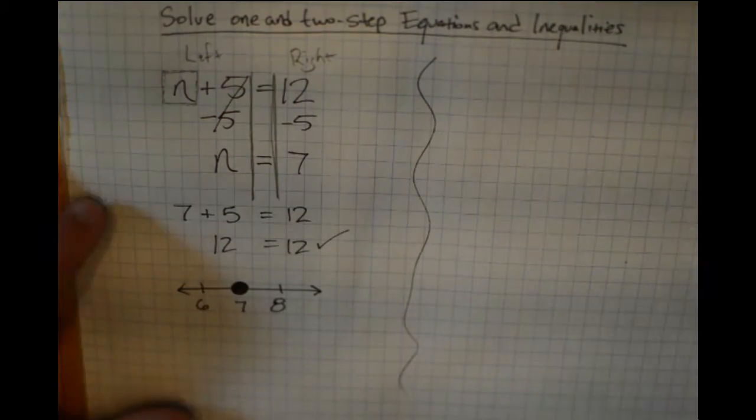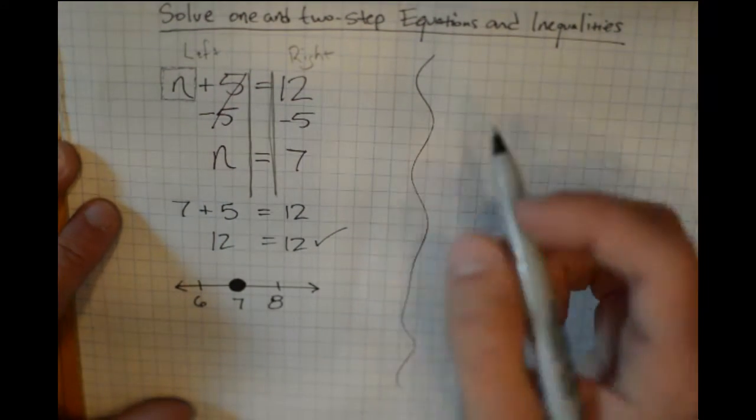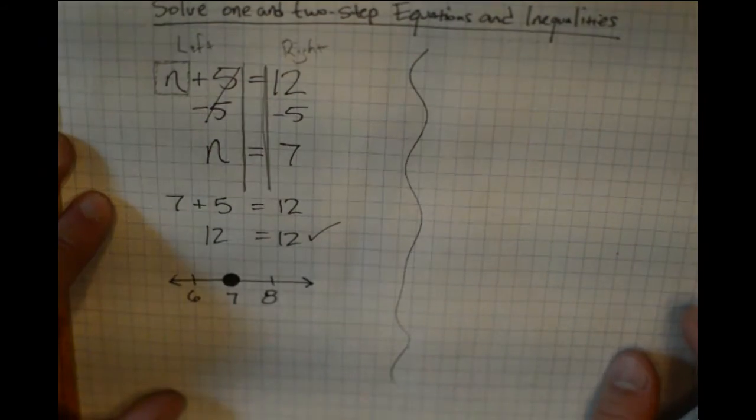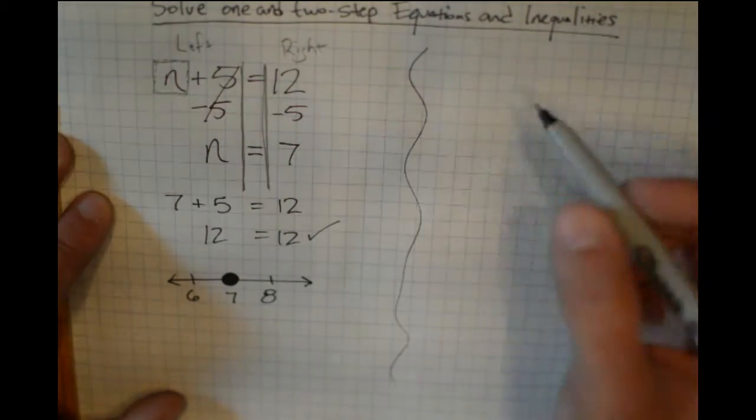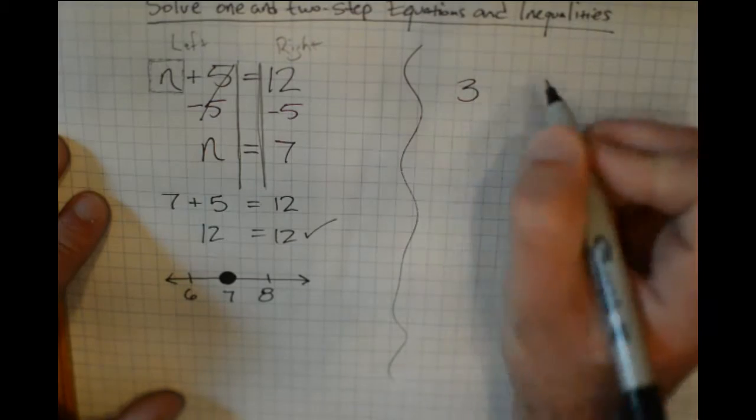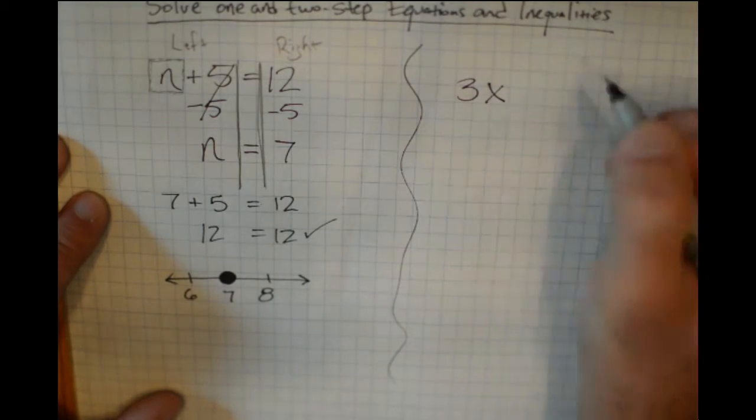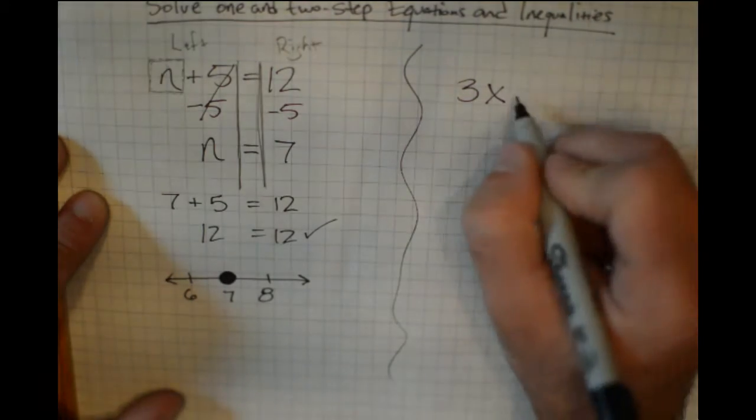Let's take a look at an inequality. An inequality operates really the same way as an equation, but rather than the two sides being equal to one another, the two sides are going to have values that are different somehow.